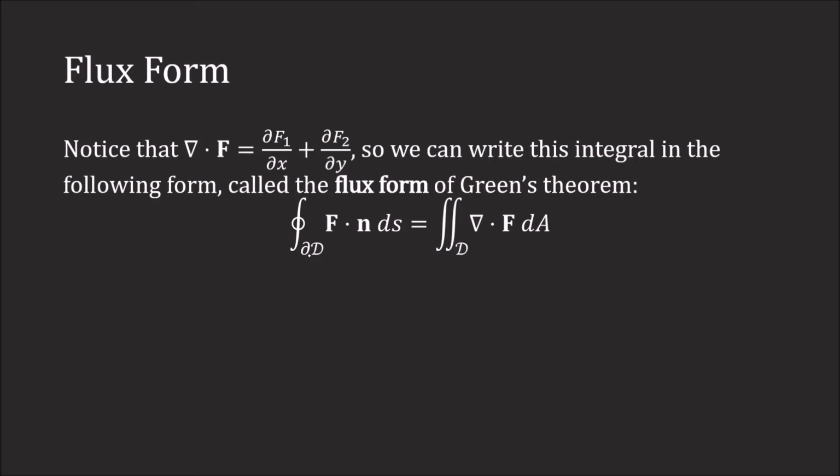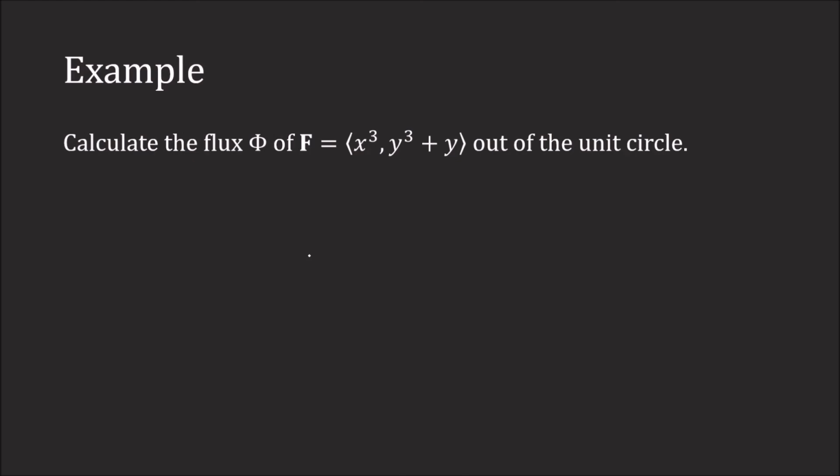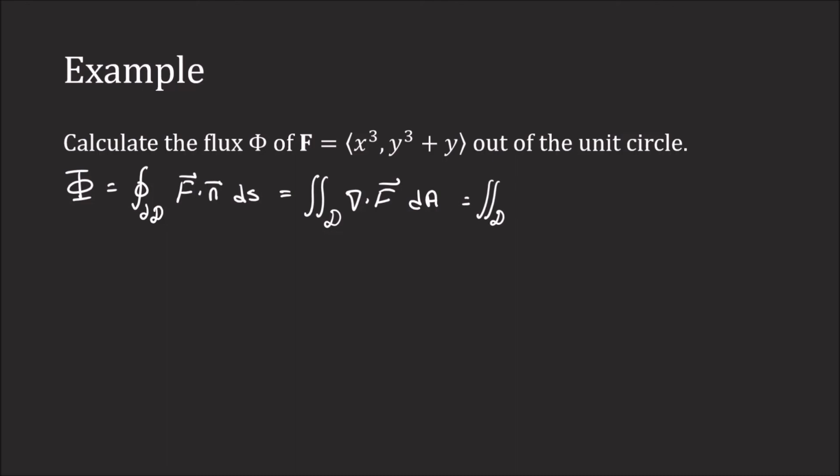And we're going to use this now to calculate the flux of this vector field out of the unit circle. Now flux, remember, we just saw, is given by this integral. It's the circulation along the boundary of D, f dot n ds. But by the flux form of Green's theorem, this is just the double integral along the domain D of the divergence of f dA. Now the divergence of this would be 3x squared plus 3y squared plus 1.